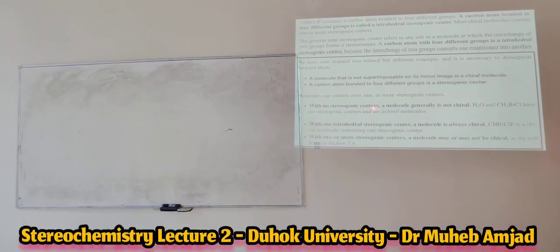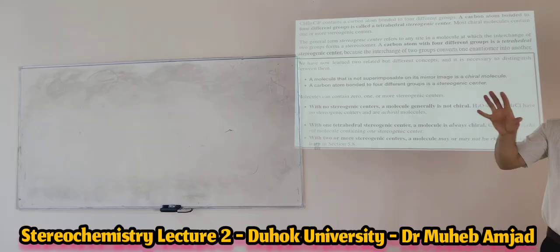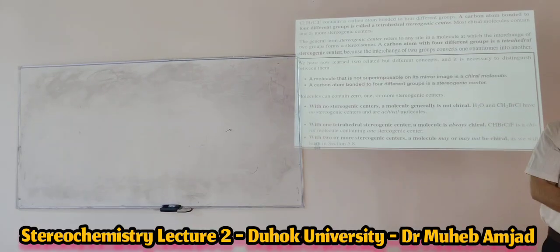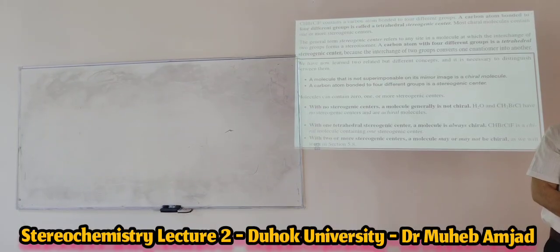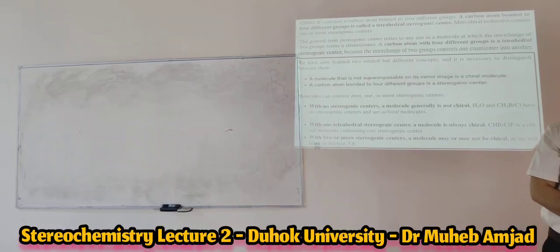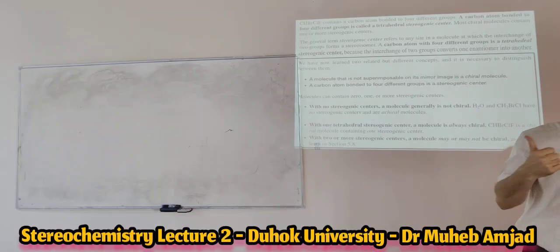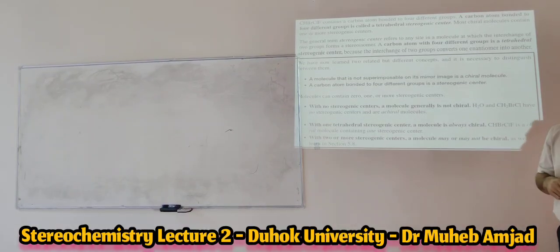With no stereogenic centers, a molecule generally is not chiral. If I give you 3 or 4 compounds and ask which molecule will be chiral, look and find the stereogenic center. If there is a stereogenic center, the molecule will be chiral. Sometimes there is a stereogenic center, but the molecule will not be chiral. I will give you that, inshallah, in the next slides.